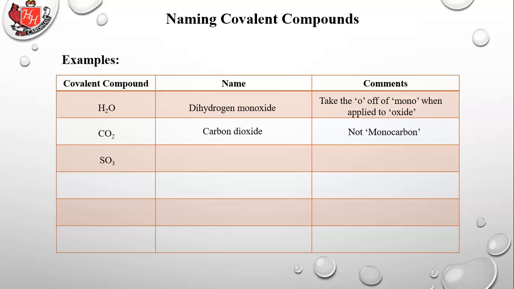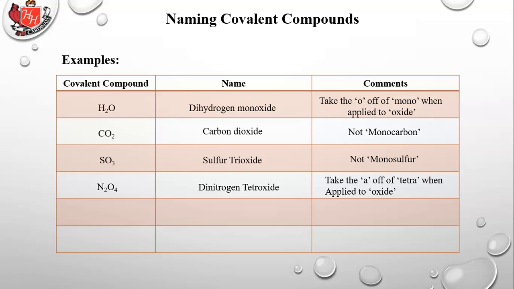SO3, sulfur trioxide, not monosulfur trioxide. N2O4 is dinitrogen tetroxide. Take the A off of tetra when applied to oxide, so it's not tetraoxide, it's tetroxide.